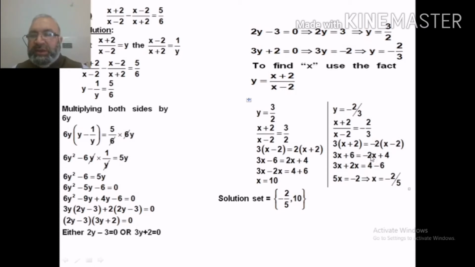Again transferring the variable to the left hand side and the constant to the right hand side: 3x becomes plus 2x, and on the right hand side 4 minus 6 gives minus 2. So we get 5x is equal to minus 2. Dividing by 5, we get x is equal to minus 2 by 5. So the second root is minus 2 by 5. Thus the solution set is minus 2 by 5 and 10.